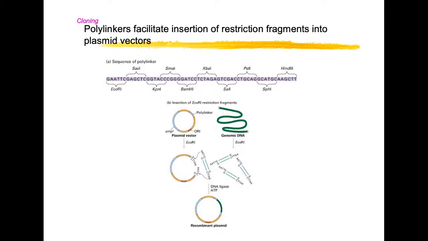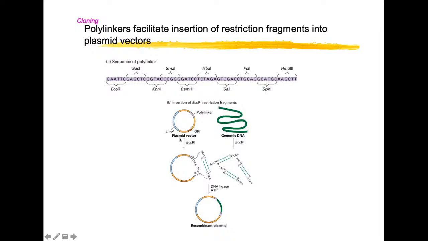So, some polylinkers. Polylinkers facilitate insertion of restriction fragments into the plasmid vectors. Like the sequence of polylinkers, GAATTC, which is recognized by EcoRI, SacI, KpnI, SmaI, BamHI, XbaI. So the respective restriction enzymes carry the respective sequences for the polylinkers. Then we insert our EcoRI restriction fragments into it.